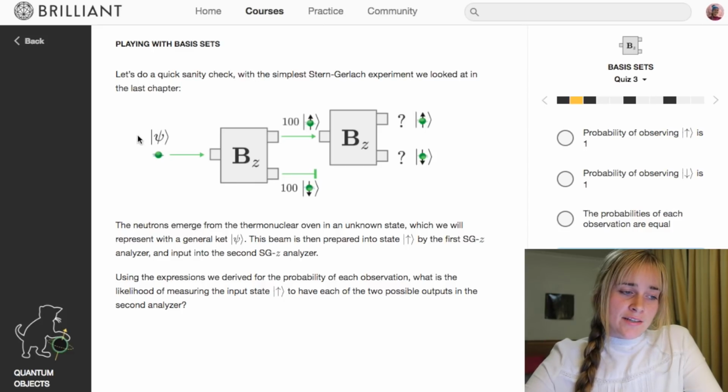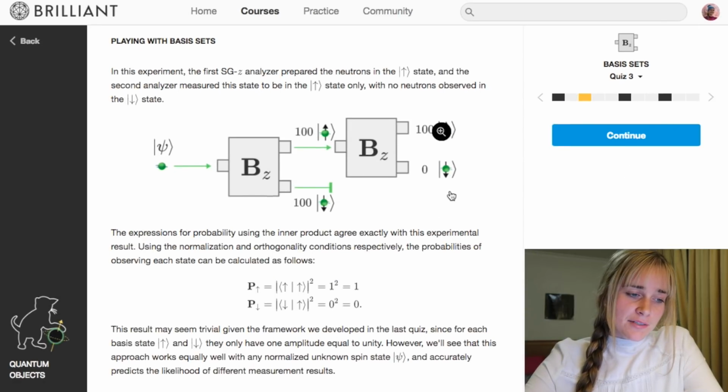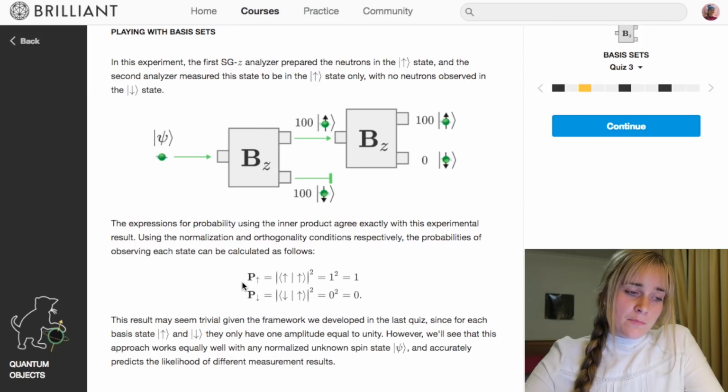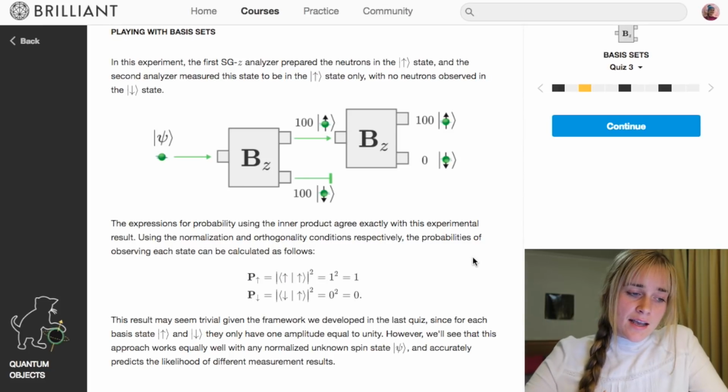So if the unknown state had already been measured spin up in the first instance, what's the probability it's going to be measured spin up again, or spin down? Now, you might be able to work this out just by thinking about it, but let's do it with the expressions we worked out. The way we would figure this out is that the probability of being measured spin up in this second instance would be the inner product, or the overlap, of spin up and spin up.